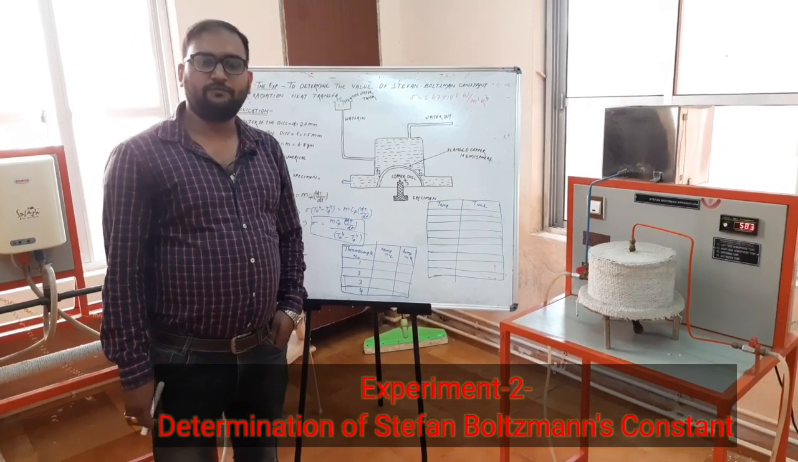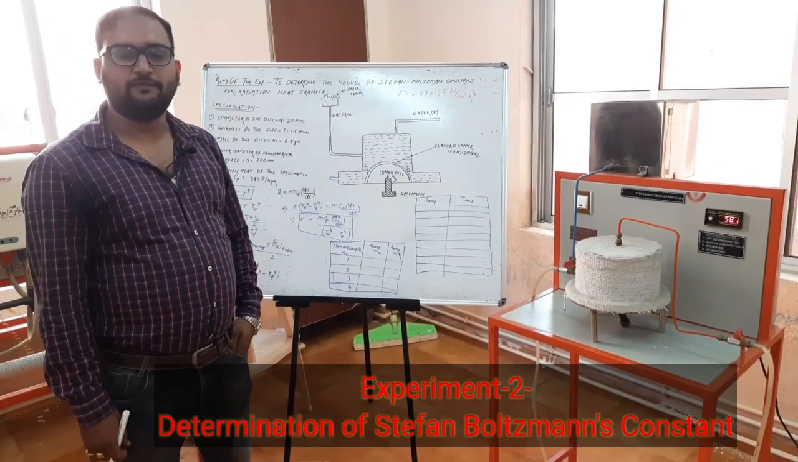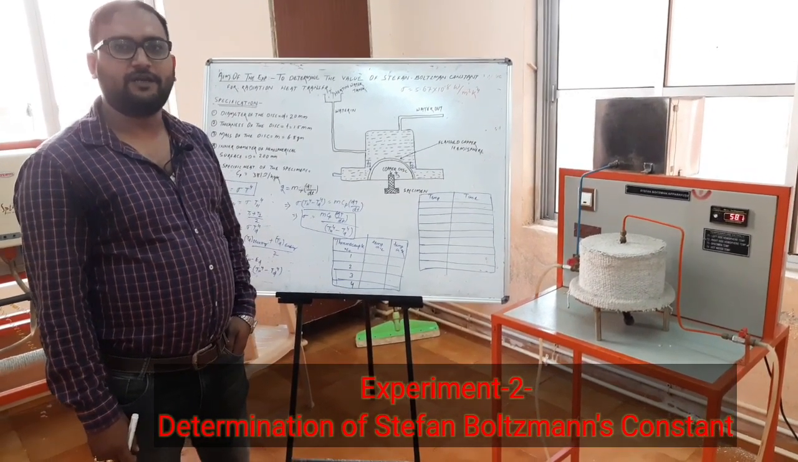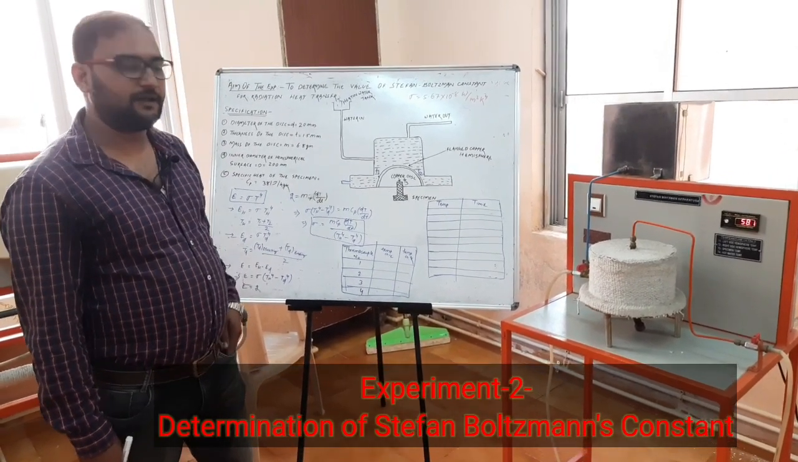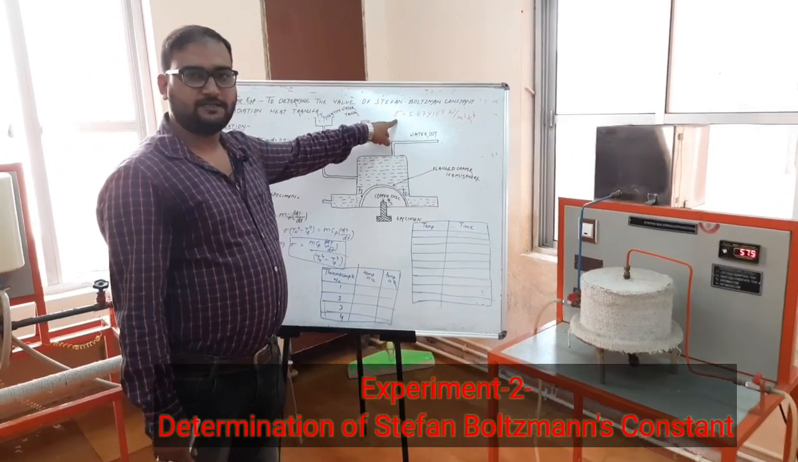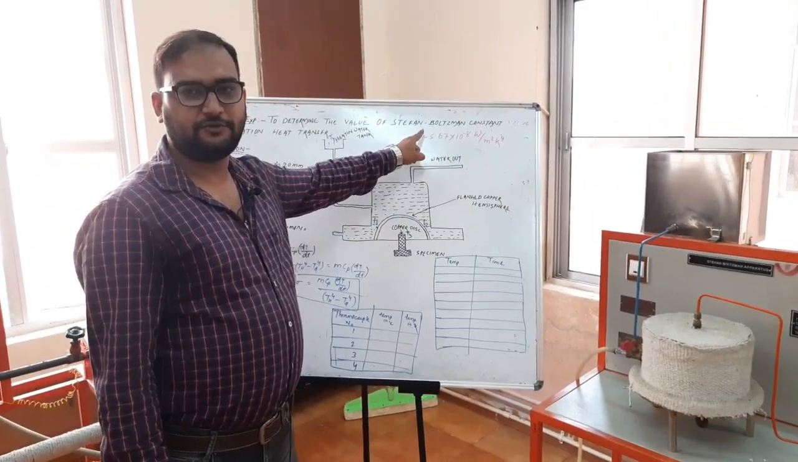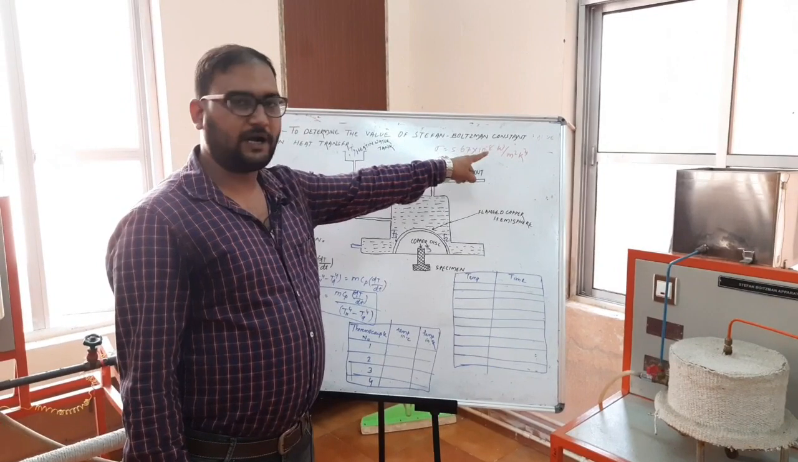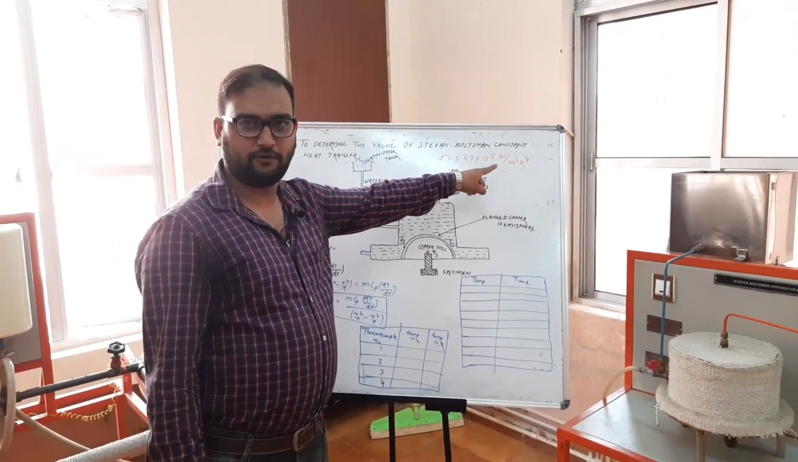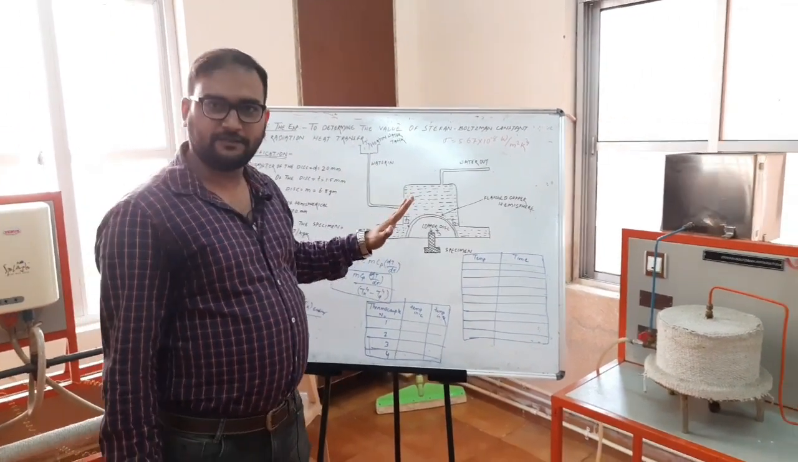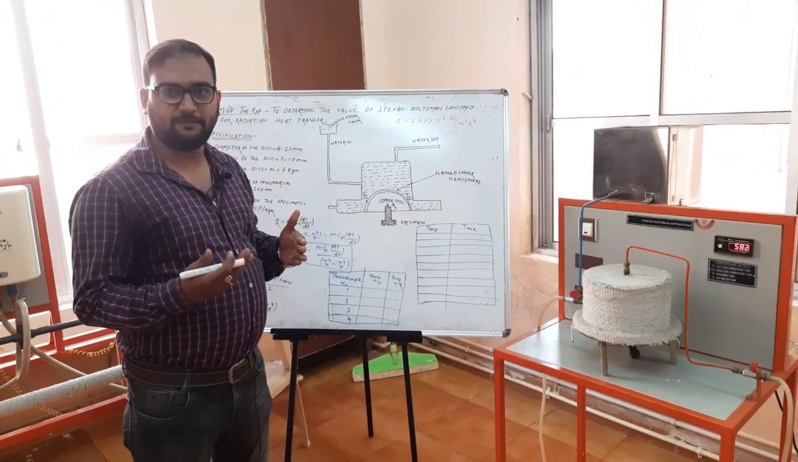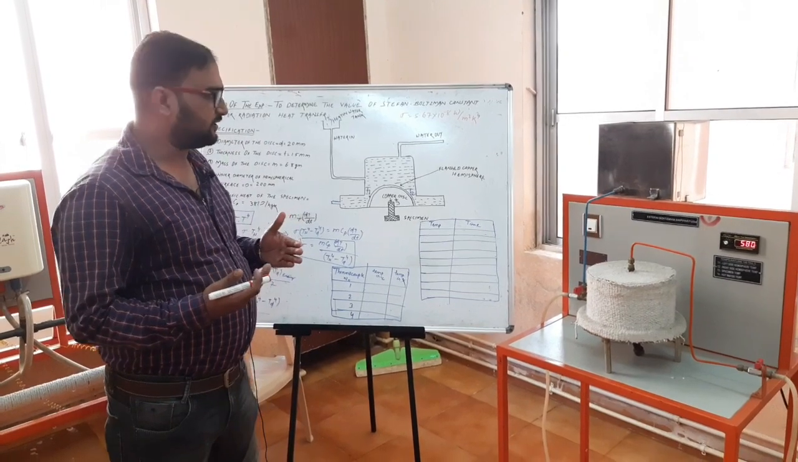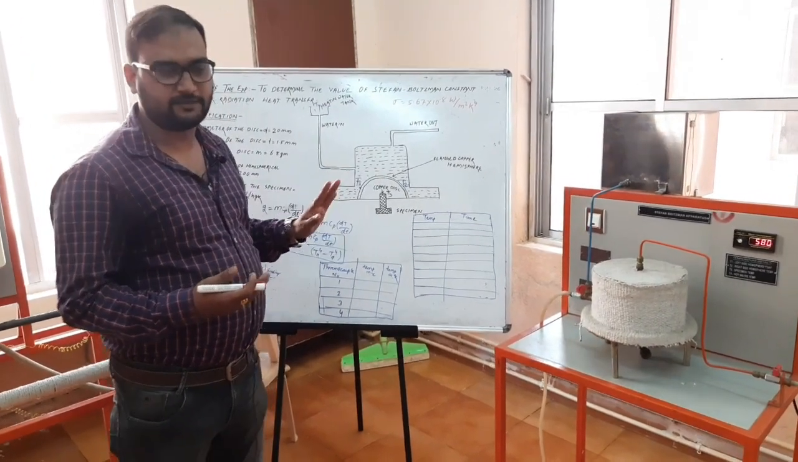Here we are going to perform the experiment to determine the value of the Stefan-Boltzmann constant for the radiative heat transfer mode. As we know, the theoretical value of the Stefan-Boltzmann constant sigma is equal to 5.67 × 10^-8 W/m²K⁴, and our objective is to find out the practical or observational value of sigma, that means the Stefan-Boltzmann constant, for the radiative heat transfer mode.